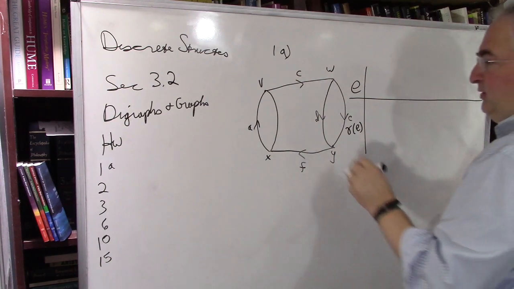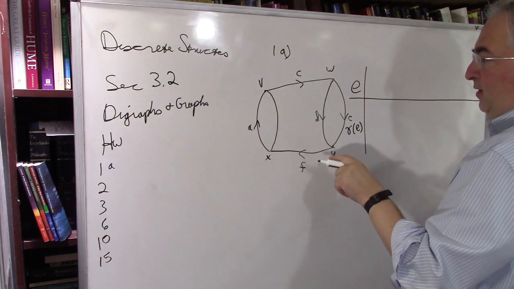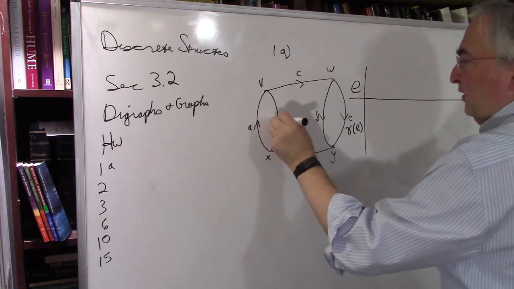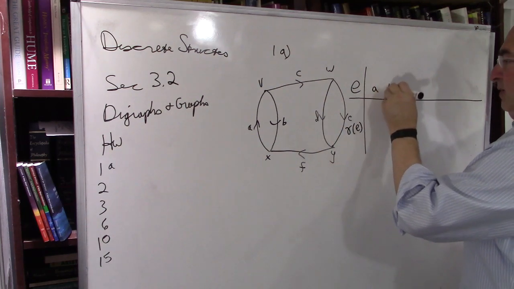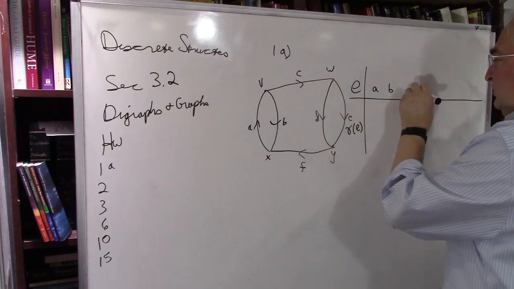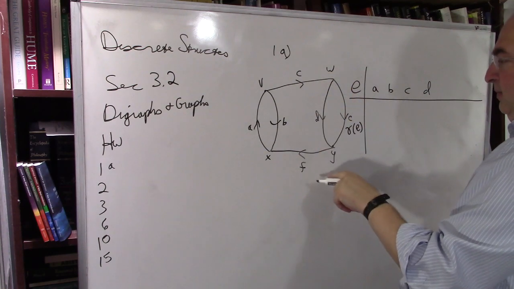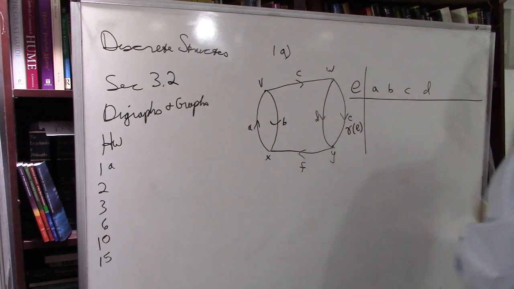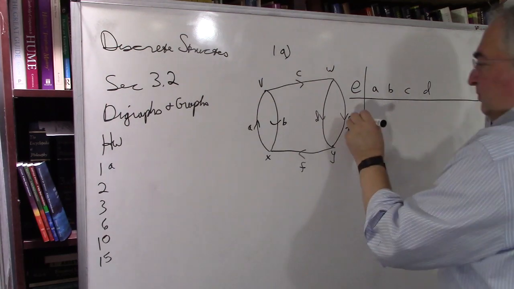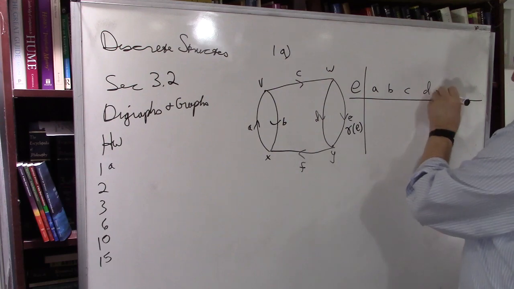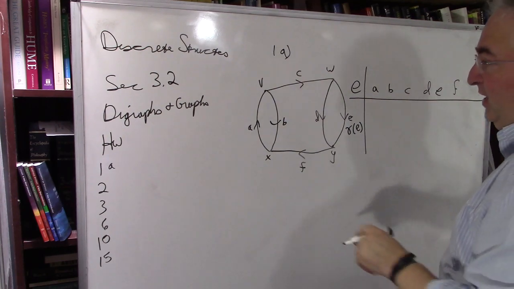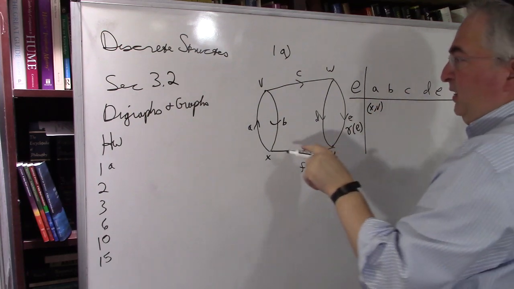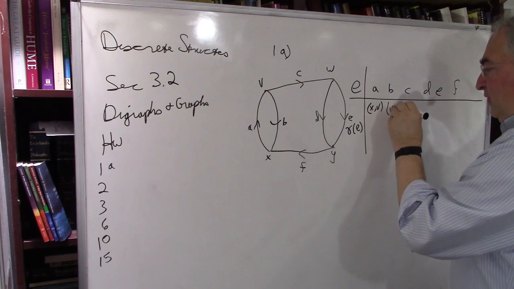Okay, so E is A, B, C, D, C, D. Where's E? I guess there's no E. A, B, C, D. Oh, I guess that's an E. Sorry, handwriting is not perfect. E, E, and F. Okay, so what does A go from? A goes from X to V. So you write it X to V. What does B go from? V to X.